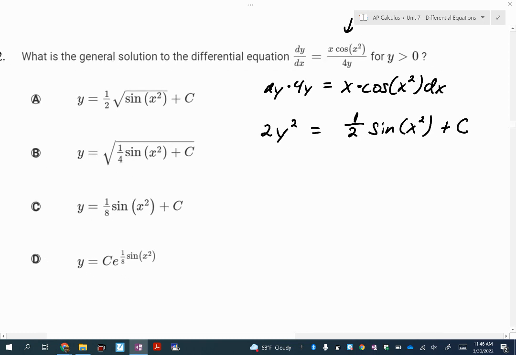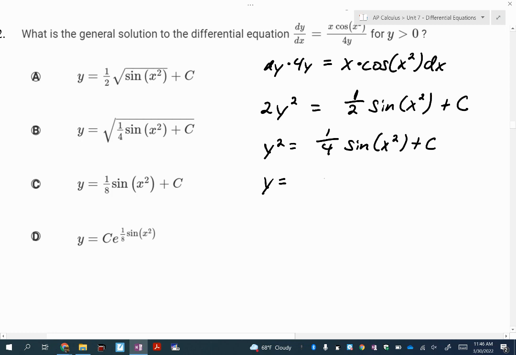I'm going to solve for y. So I'm going to move the 2 over with division. That gives me 1/4 sine of x squared plus c. And then take the square root of both sides. So I have the square root of 1/4 times the sine of x squared plus c. All right, now this is the answer.